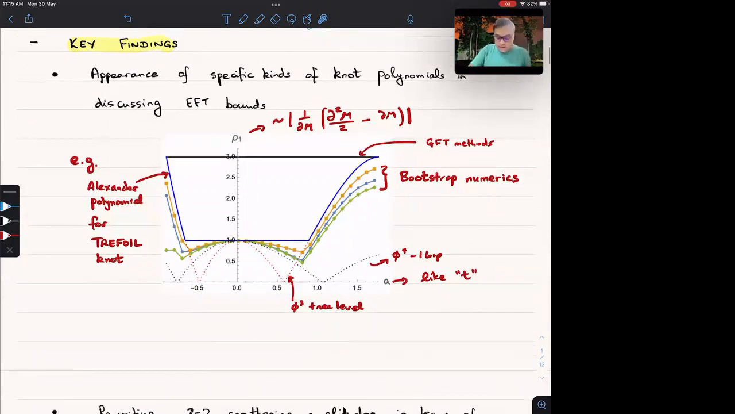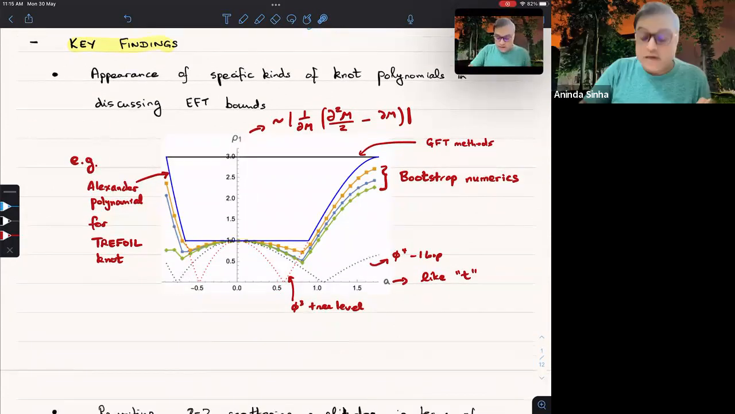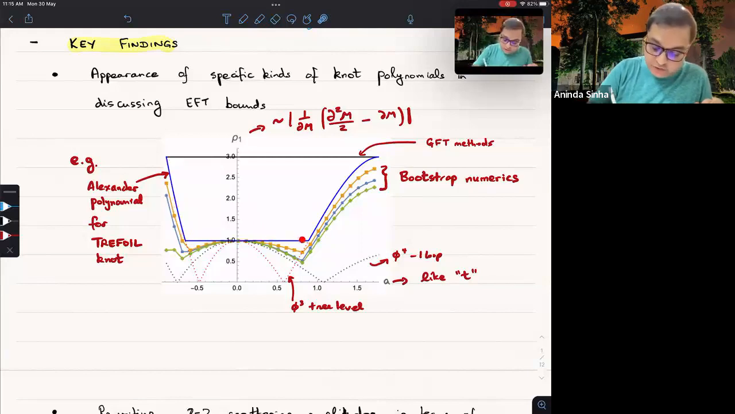Can you saturate this upper bound in any theory? That's a very interesting question. The answer is I don't know. I can tell you some extremal theories, but I don't know if there is a single theory which actually lives on this.